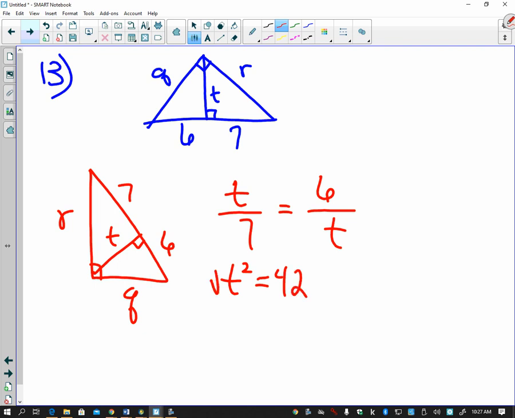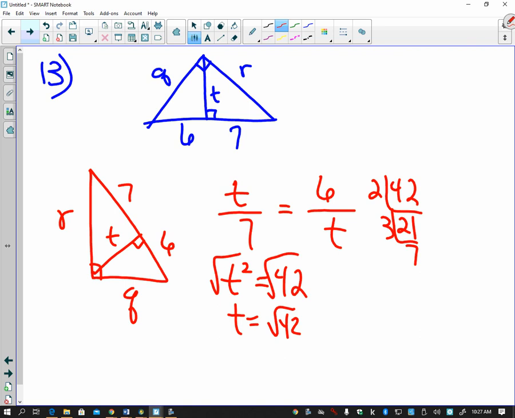Okay, square root. So t equals the square root of 42. We're going to go ahead and simplify that square root. So that's going to be what, 2 and 21? 3 and 7. So it's actually just going to be square root of 42. Is that what's in the answer key? Yes or no? Number 13? Square root of 42. Okay.